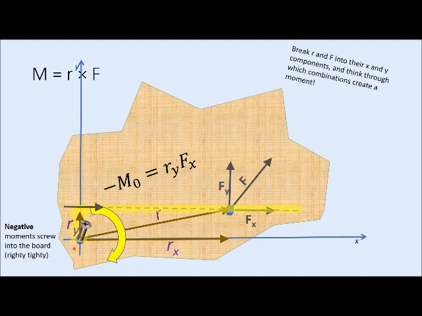We're pushing it into the board, backwards into the board, so that would be our negative rotational. So either righty-tighty, or if you did a right-hand rule, your thumb would be sticking back into the board. This would be a negative combination.